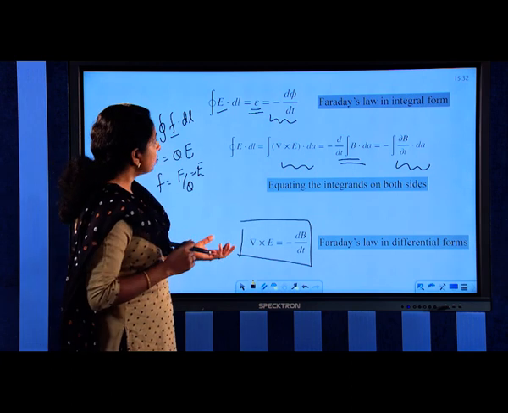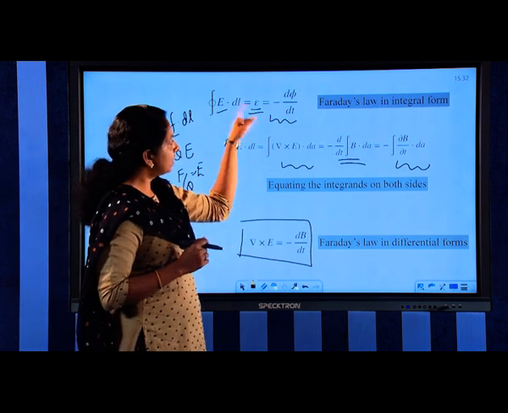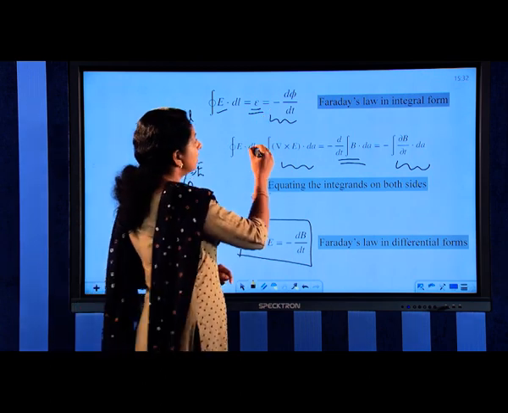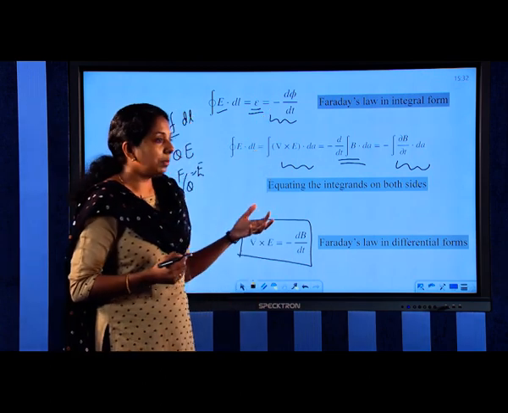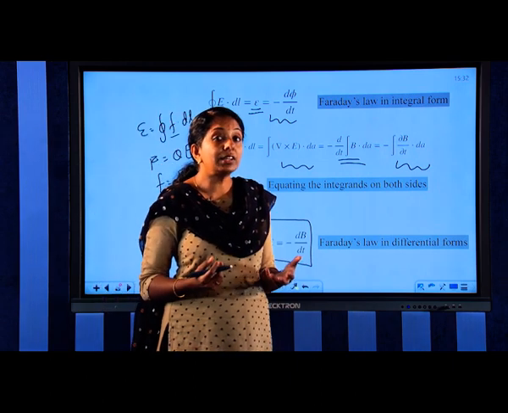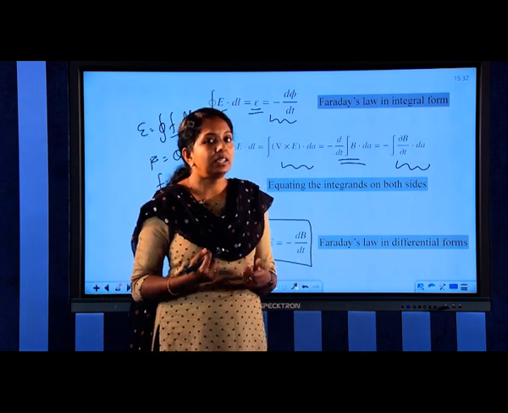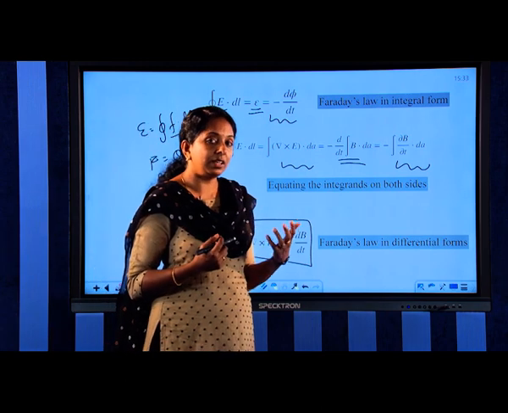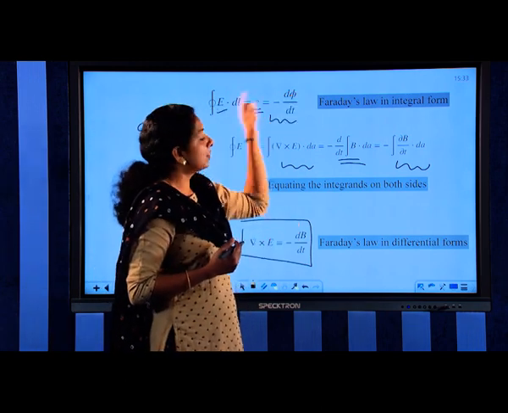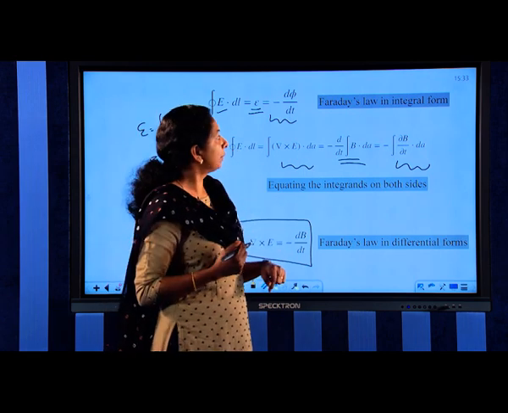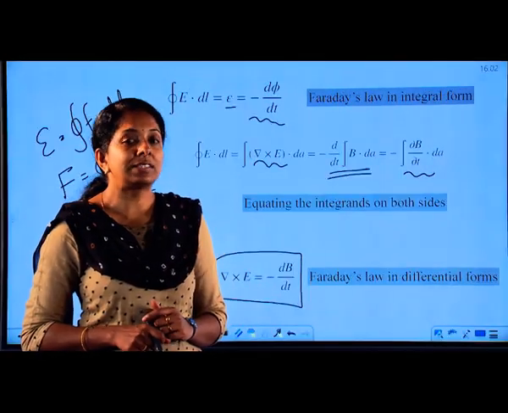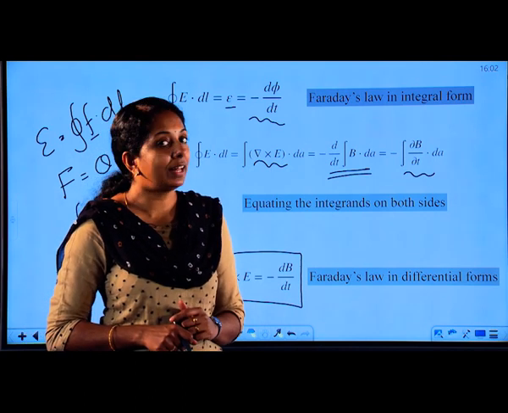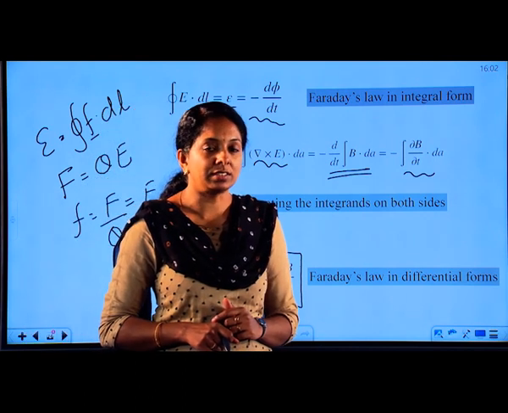So, Faraday's law says that an EMF is generated whenever the flux associated with it changes. So, in the third experiment we can say that the strength of the magnet keeps changing. In that case also an EMF is generated because the flux associated with the loop changes. So, Faraday's law says that an EMF is generated whenever the flux associated with the loop changes.